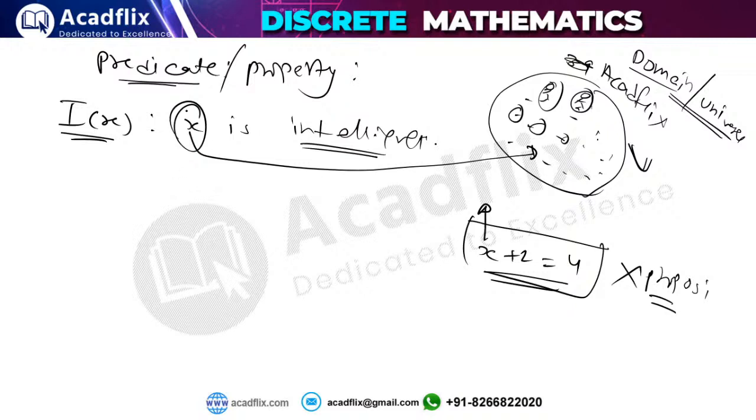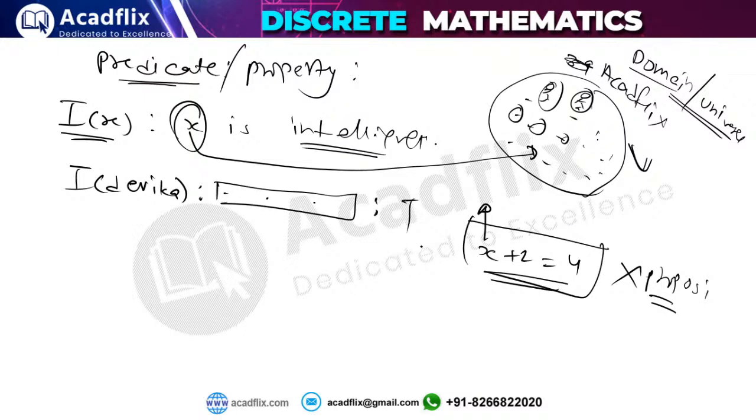So for example, in place of this x, I can replace Devika. So it will become I of Devika, which means Devika is intelligent. Okay, so this is a statement. Now this is a proposition, and the truth value of this proposition is true.